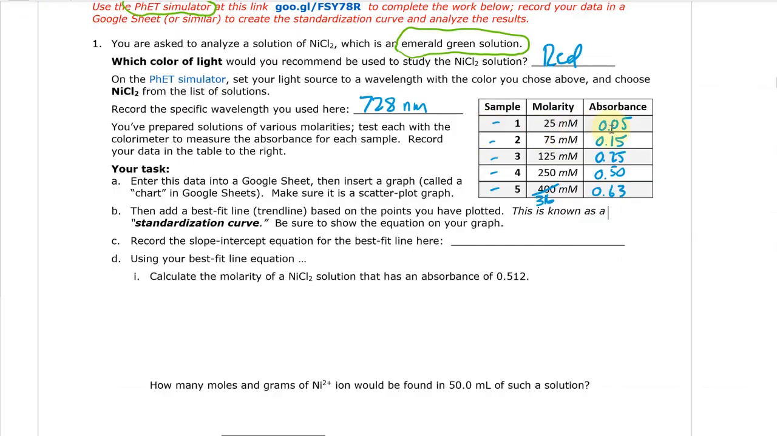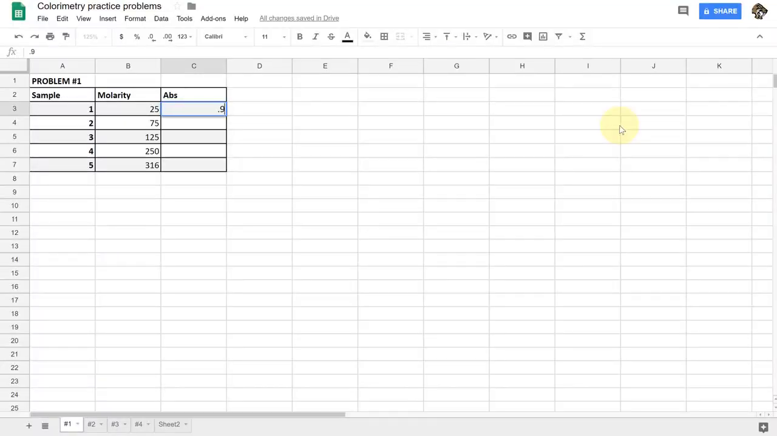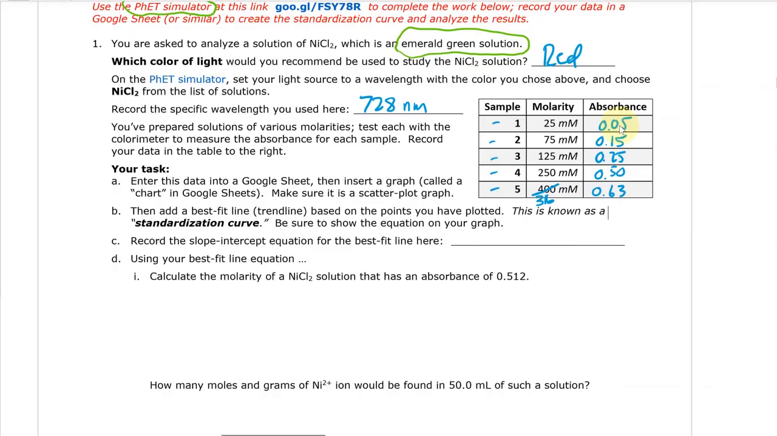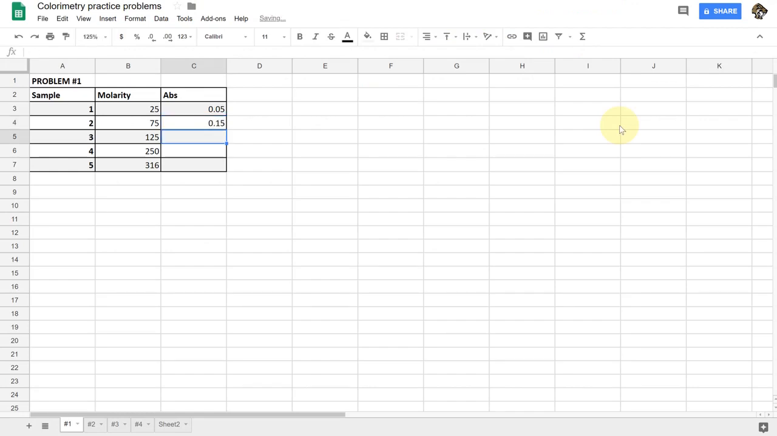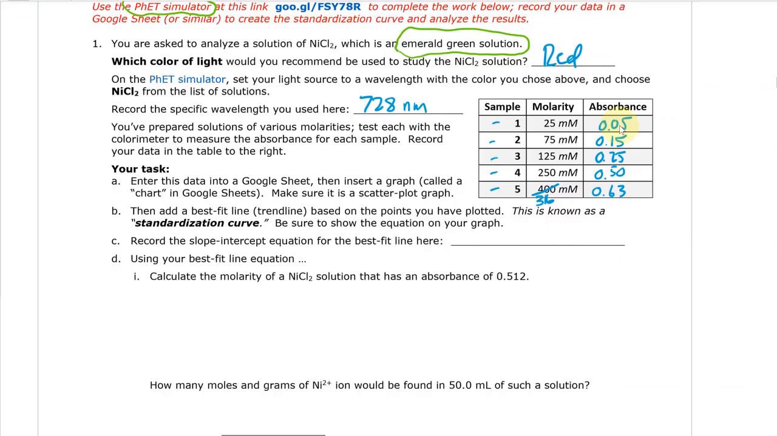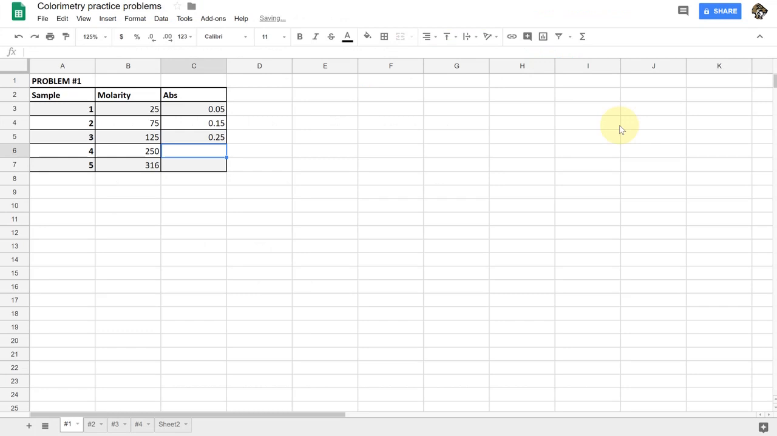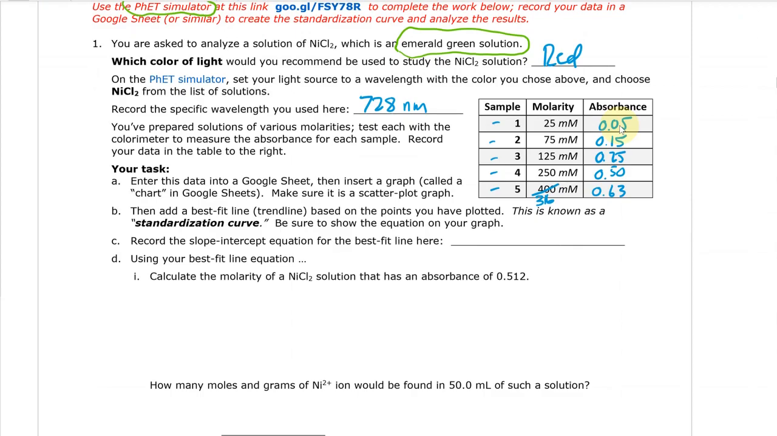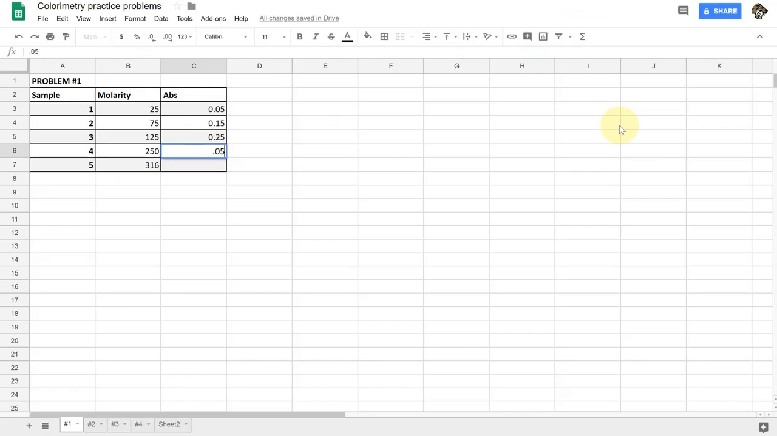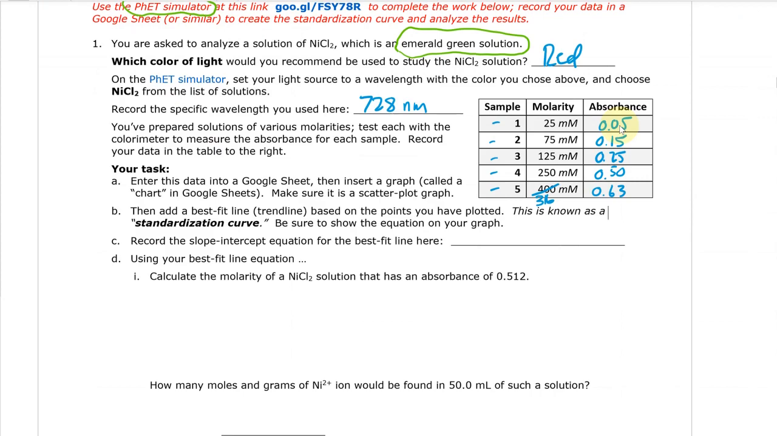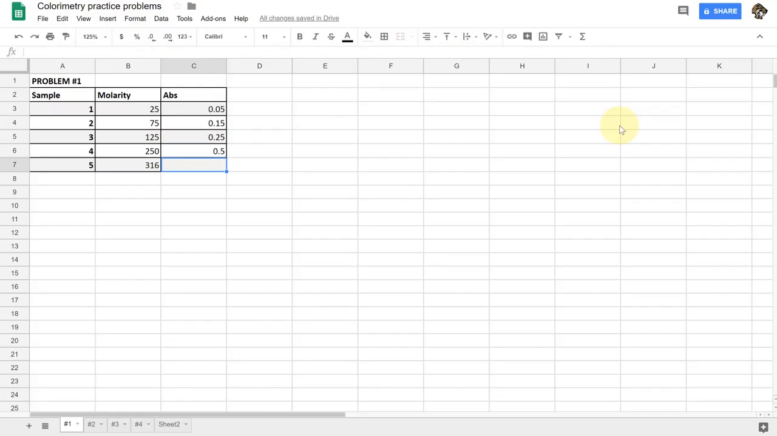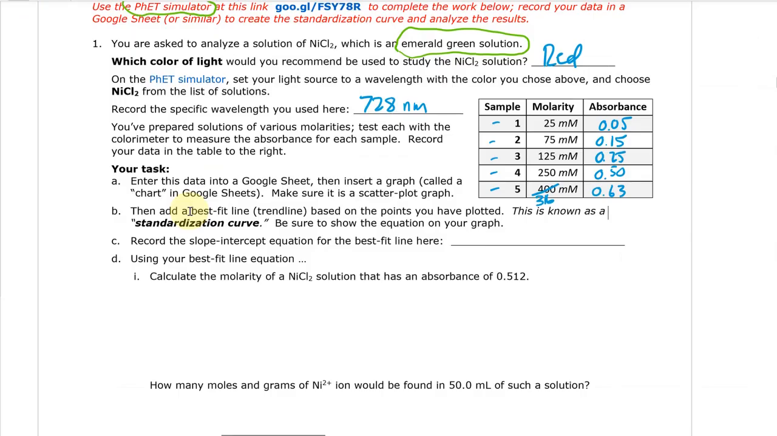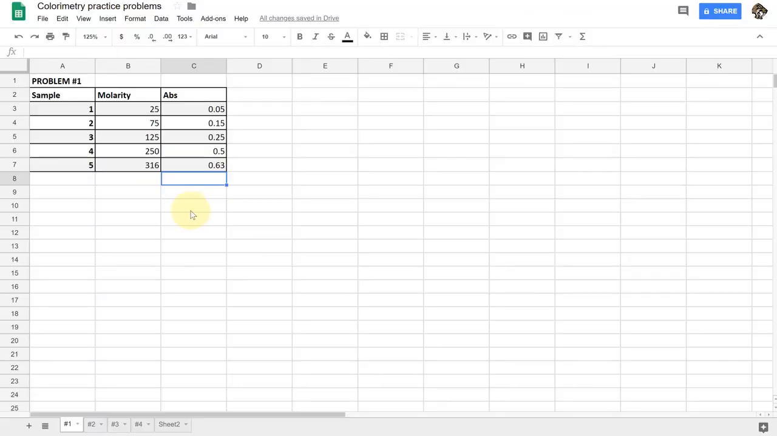Molarity, though, 25, the absorbance was 0.05. All right, and then my second one was 0.15. My next one was 0.25. And if I'm going too fast, of course, feel free to pause and do your own thing here. At 250, I got an absorbance of 0.50. And then at 316, I got an absorbance of 0.63. So there's the data from my data table popped into an Excel sheet. All right. That data over here exactly the same.